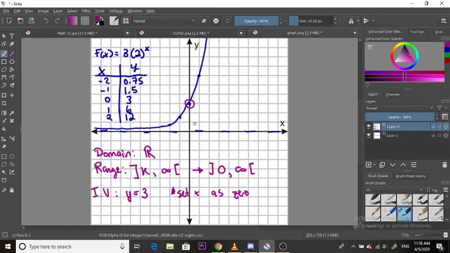Now, the last thing that I wanted to talk about is the variation. In this case, our variation is increasing, and it will continue to increase for the duration of the function, because it just keeps going up and up and up forever and ever and ever. So our variation is increasing. Now this is going to be increasing over all the real numbers.